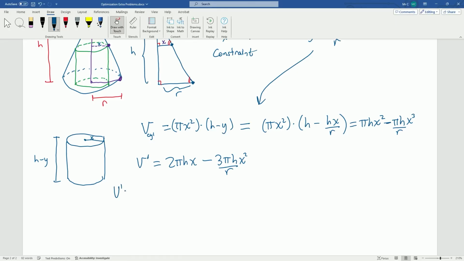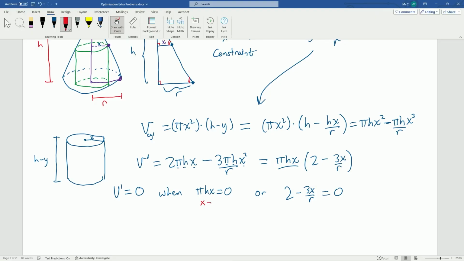So when is this derivative 0? I'm going to go back up here and rewrite this derivative a little first. I'm just going to factor out the common things. I've got a pi and an h in both of these, and I've got a factor of x. So we're going to pull out the pi h x. And that's going to leave us with 2 minus 3x over r. So now, when is v prime 0? Well, it's when pi h x is 0, or 2 minus 3x over r is 0.